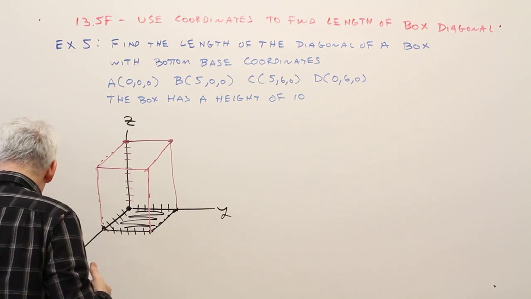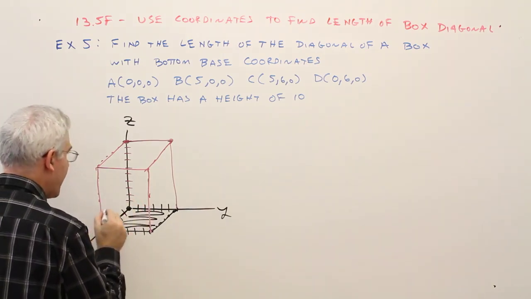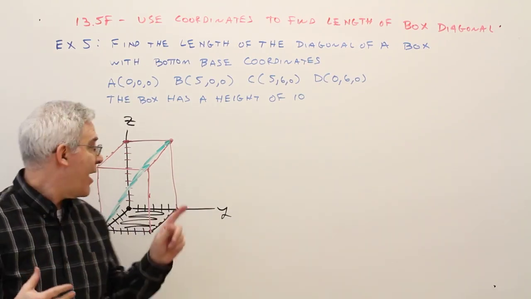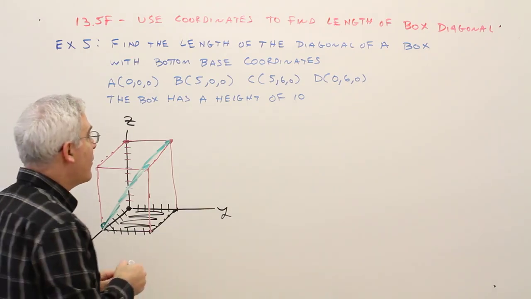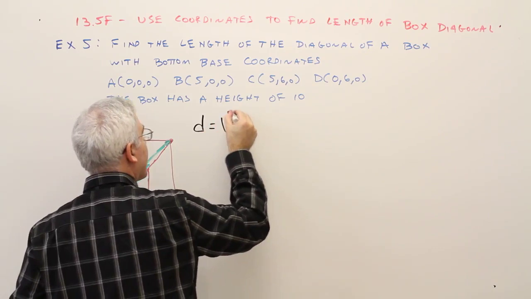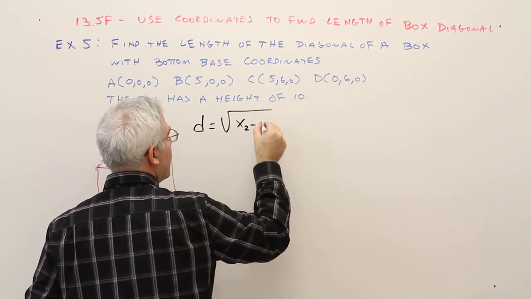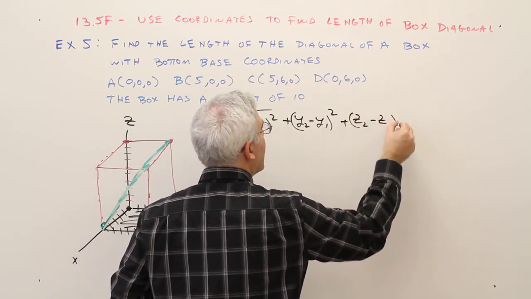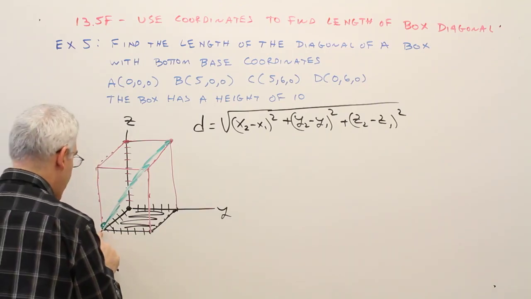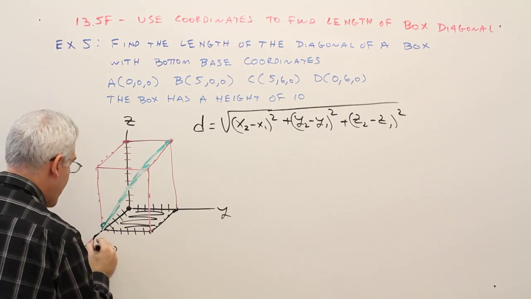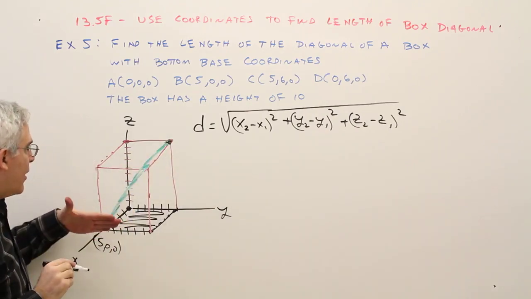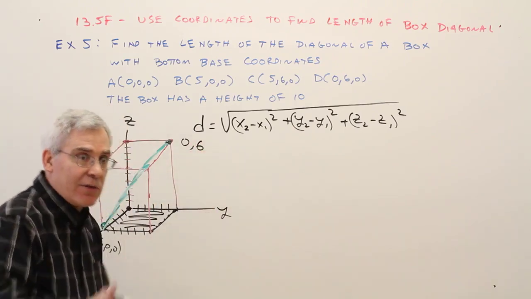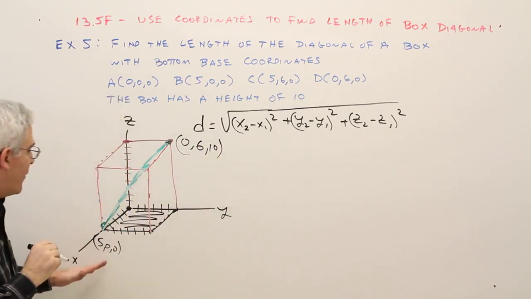Okay, now what we want to do is draw a diagonal. So I could just draw it from this point to that point. And that's just going through the box. And I want to find the length of that diagonal. All right, I'll do it by 2 methods. So the diagonal is going to be the square root of x2 minus x1 squared plus y2 minus y1 squared plus z2 minus z1 squared. So what I need are some coordinates. This coordinate over here was 5 by 0 by 0. This coordinate over here, it's not coming out, so it's 0 out. It's going 6 to the right, and it's going 10 up. So these are my 2 coordinates.